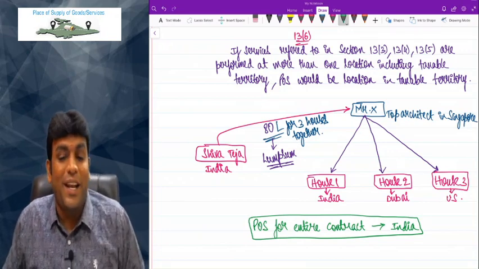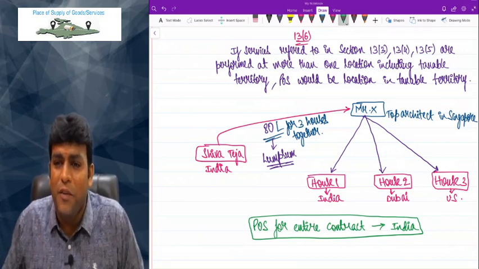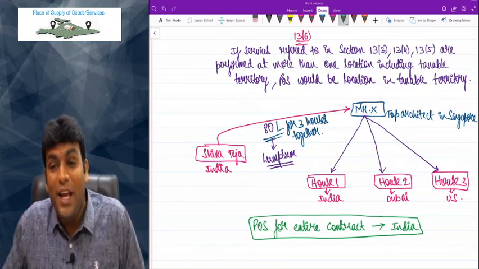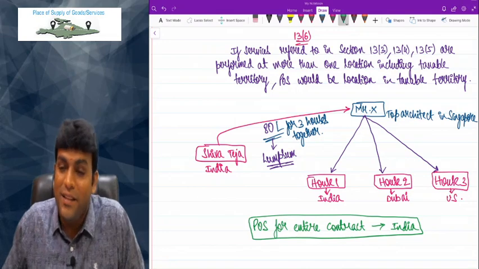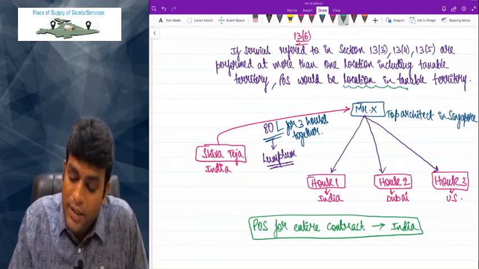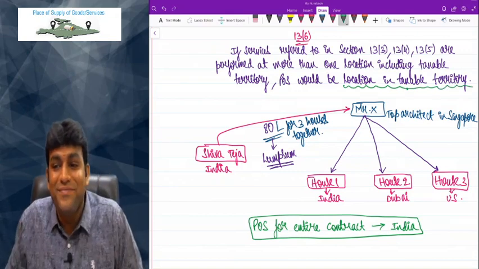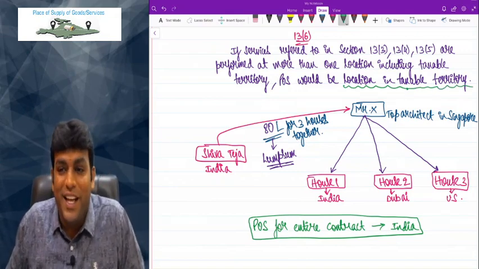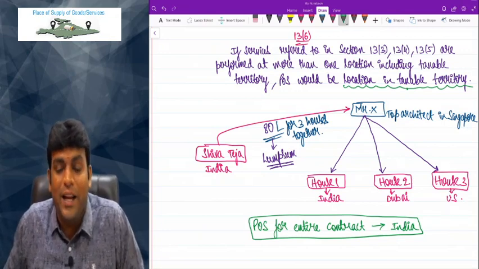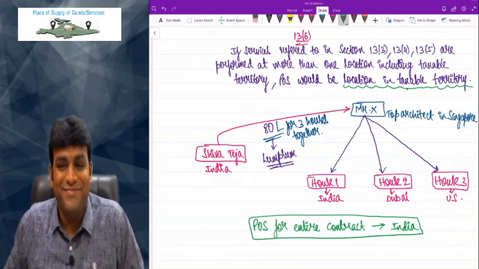Come on, sir. What is the rule? If services referred to in 3, 4, 5 are performed at more than one location, including taxable territory, then POS will be location in taxable territory. That's how, even though one house is in India, one in Dubai, one in US, for the entire contract, POS will be India.